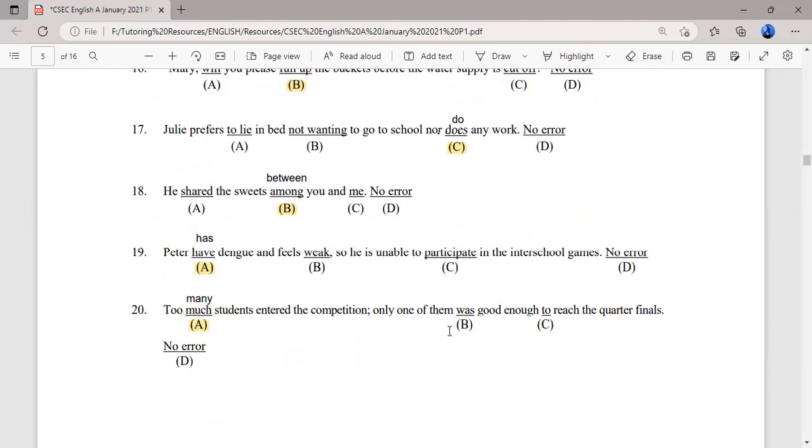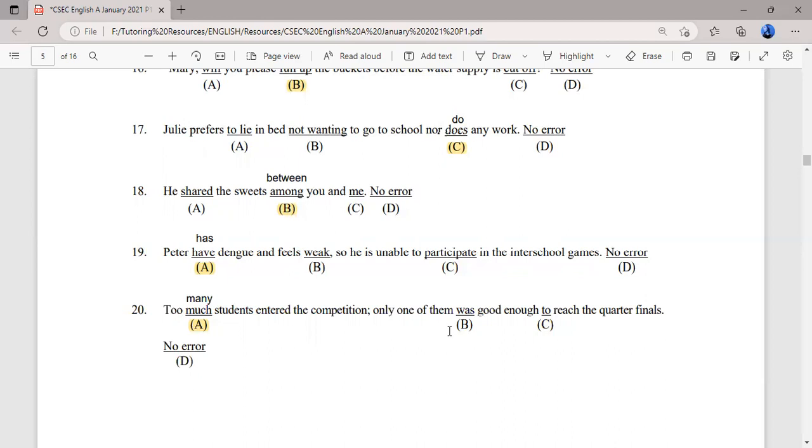Number 18, he shared the sweets among you and me. Among is the incorrect option. It should be between. So among is usually used with three or more persons or things. Between is for two things. You and me, two. So we use between.